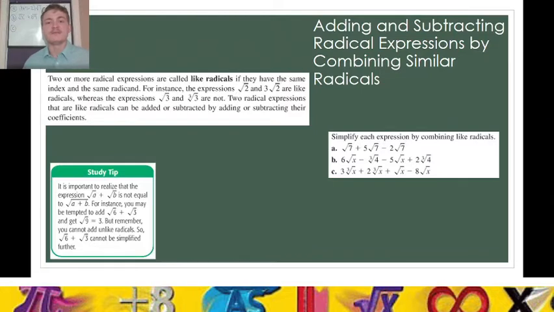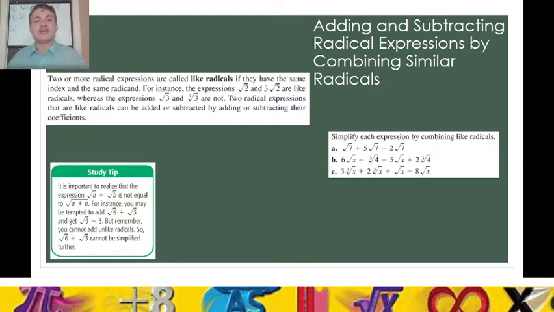With part C, we start off here with 3 cube roots of x plus 2 cube roots of x plus 1 square root of x minus 8 square roots of x. So for part C, we have 4 terms. All 4 terms have a radical. Which of these are like radicals? The first 2 terms are like radicals because they share the same root of 3 and radicand of x.